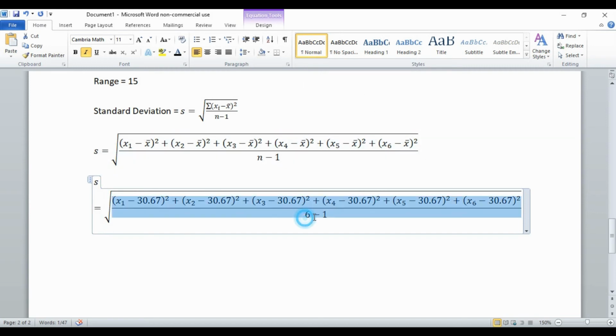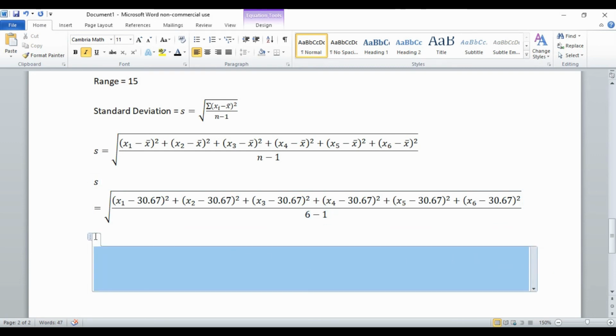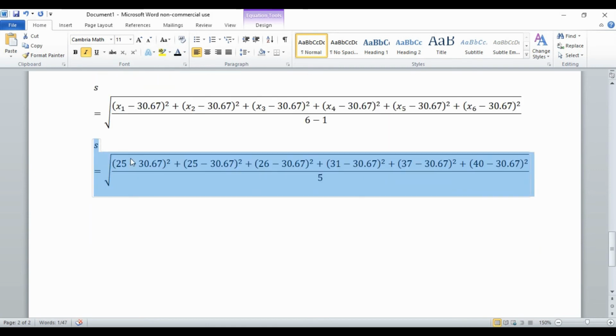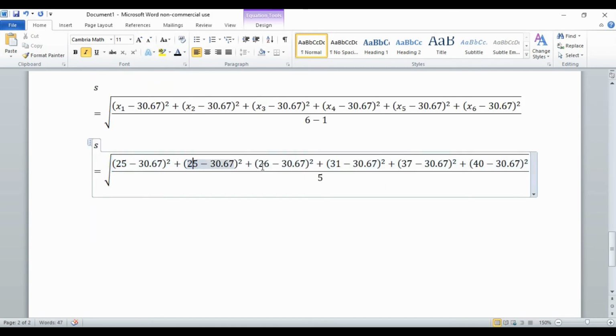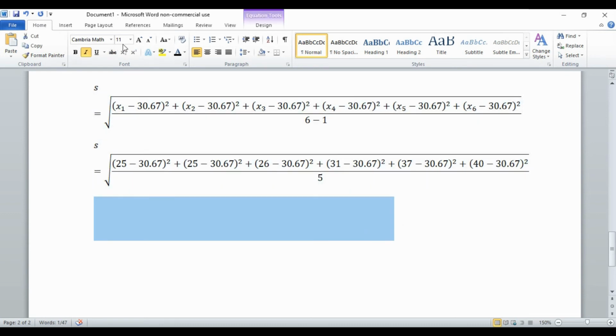There were 6 elements, so I'm going to do the 6 minus 1. I input the individual elements into the equation. So there was the 25, 25, 26, 31, 37, 40. 6 minus 1, of course, is going to go to 5. I then subtract the mean from all of the original elements.